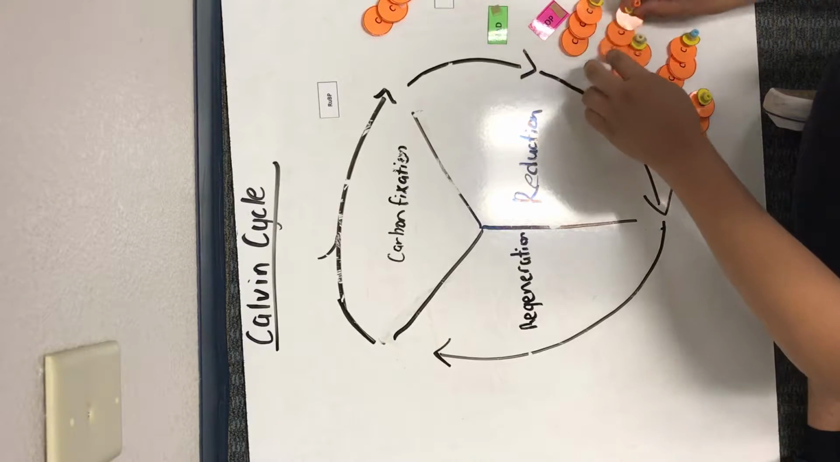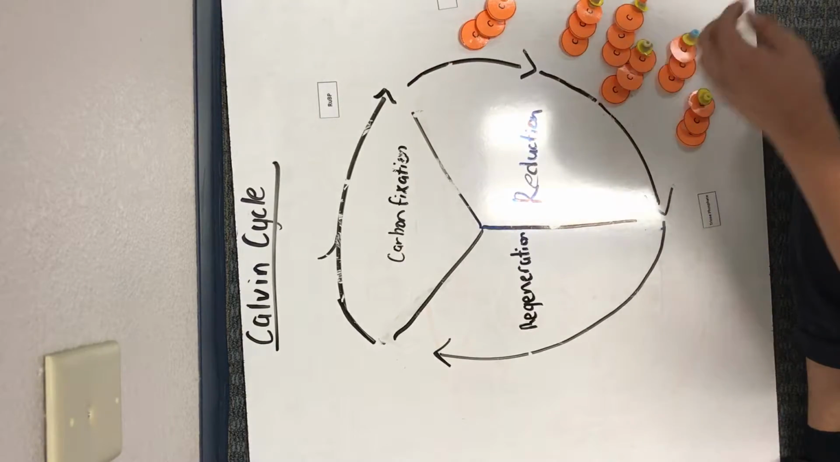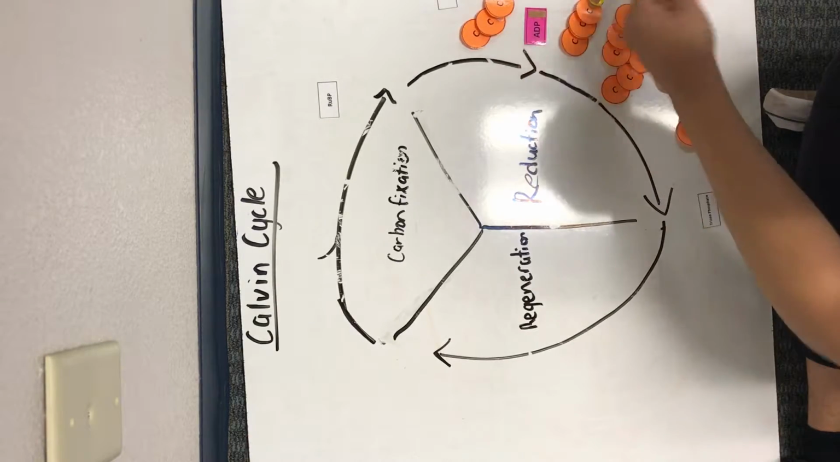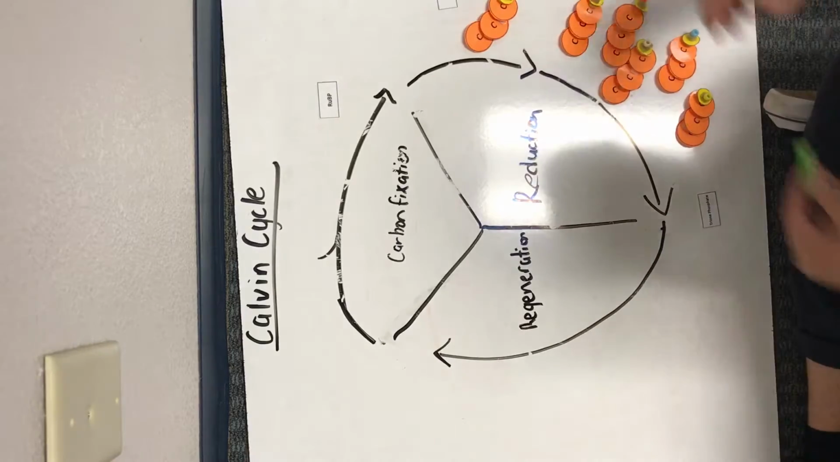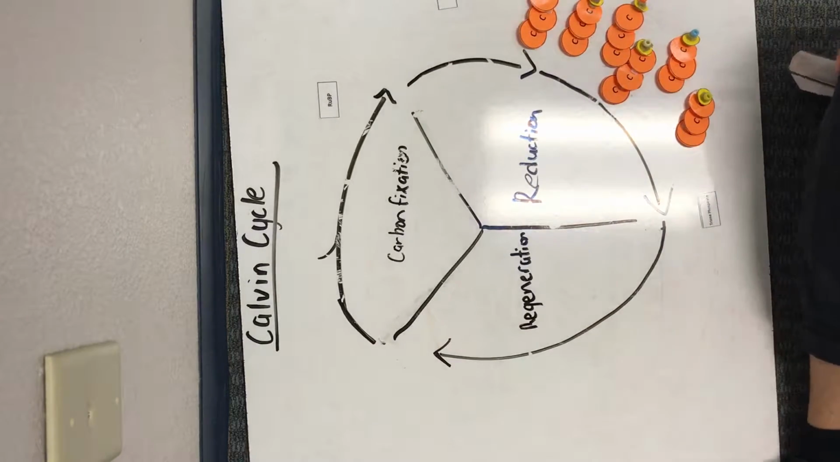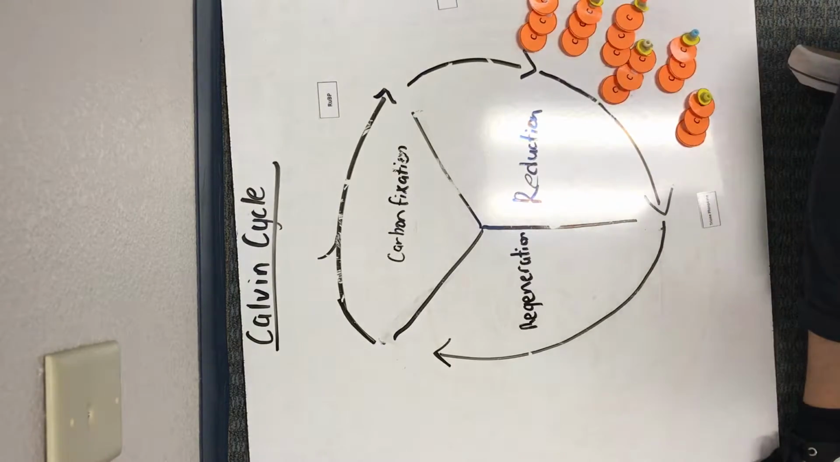I was just like, this has to happen 6 times to get 1 molecule. And then our last one, ATP breaking down, releasing hydrogen from NADPH, and our G3P is now fully reduced. And after reduction, G3P turns into triose phosphate. So now we have 6 molecules of triose phosphate.